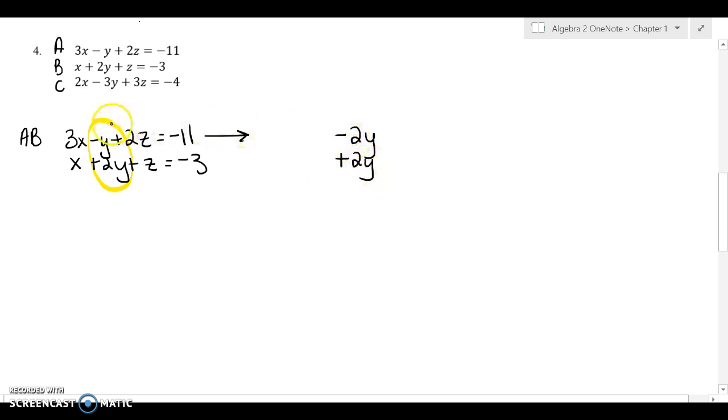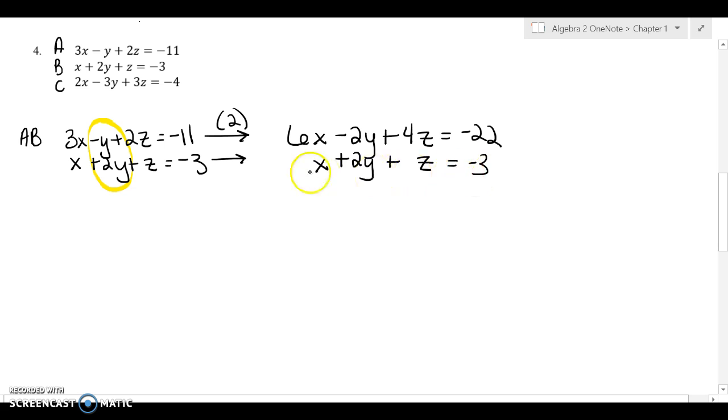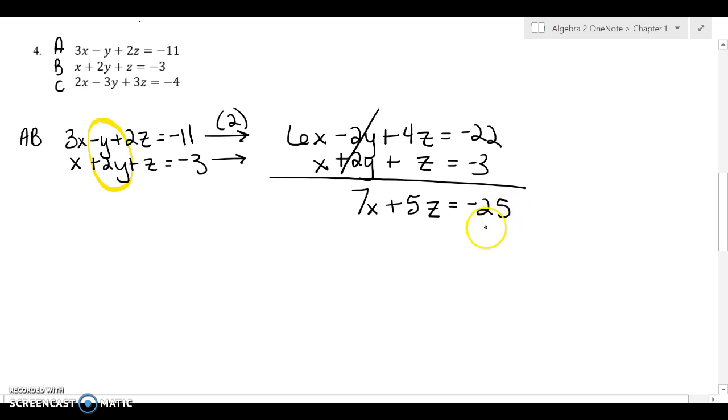So that means the top one, I have to multiply by 2. It's already negative, so I just have to multiply by 2. So I multiply everything by 2. The bottom one, I already had a positive 2y, so I don't have to do anything. So now I'm going to cross these off, and I get 7x plus 5z is equal to negative 25.